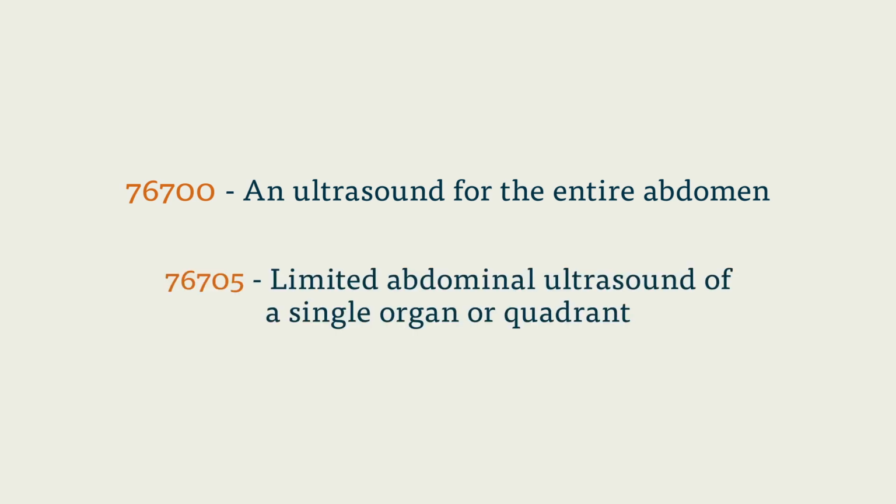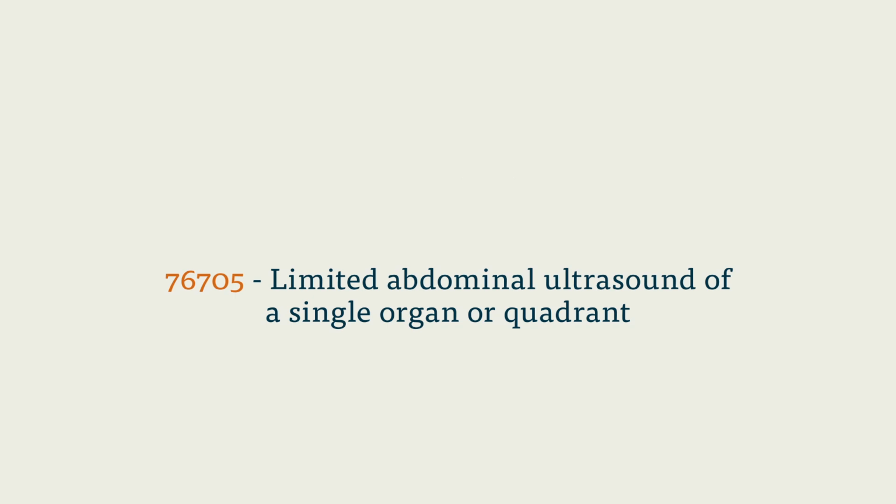Diagnostic ultrasounds are found after diagnostic radiology, for example, X-rays, in the radiology section. We look for a diagnostic ultrasound for the abdomen and find 76700. This means it's an ultrasound for the entire abdomen. That's close, but not exactly what we want. Below 76700, you'll see code 76705 for a limited abdominal ultrasound of a single organ or quadrant. That's what we want. So 76705 is our radiology code.